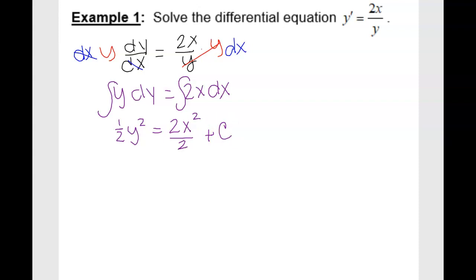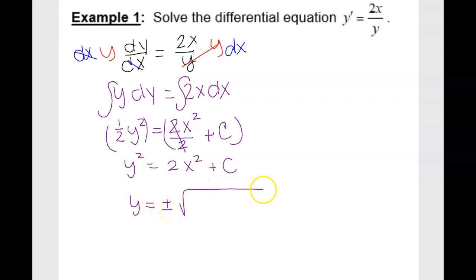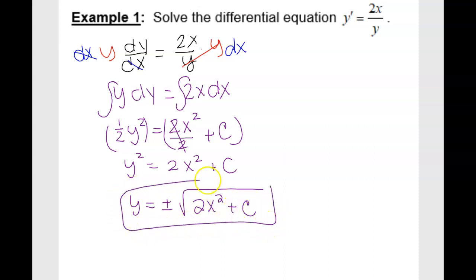We're going to solve for y. So I'm going to multiply everything by 2. Remember, the c just absorbs anything we do to it, so you're not going to write 2c. It just gets absorbed into that c value. So it's just c. And then we want to get y alone, so you have y equals plus or minus the square root of 2x squared plus c.